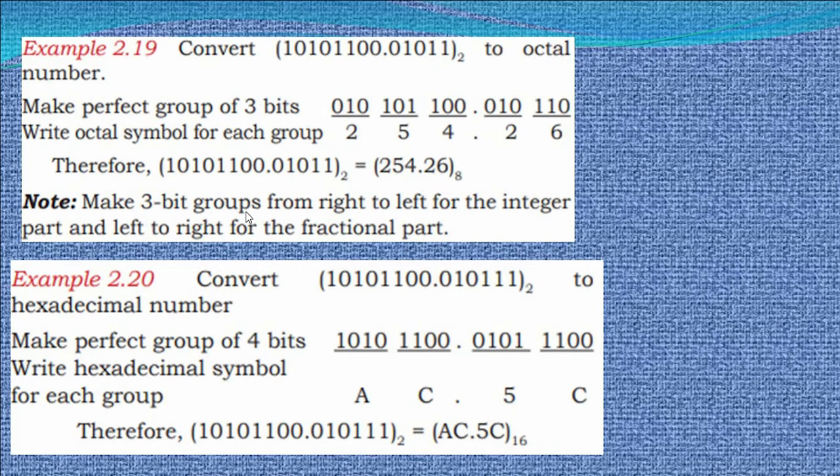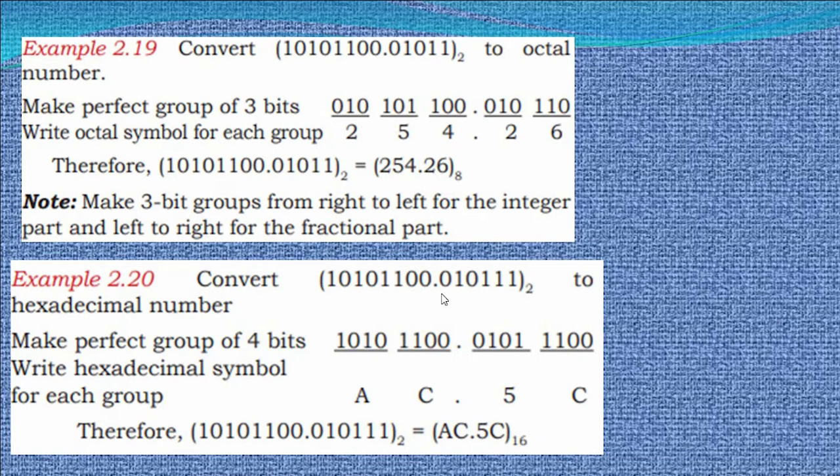Now this is an important point to note: make 3-bit groups from right to left for the integer part, which is the one before the decimal place, and left to right for the fractional part, which is after the decimal place. Now similarly, to convert from base 2 to base 16, the hexadecimal one, we make groups of 4 bits each. So this becomes 0, 0, 1, 1 right here, and 0, 1, 0, 1 right here.